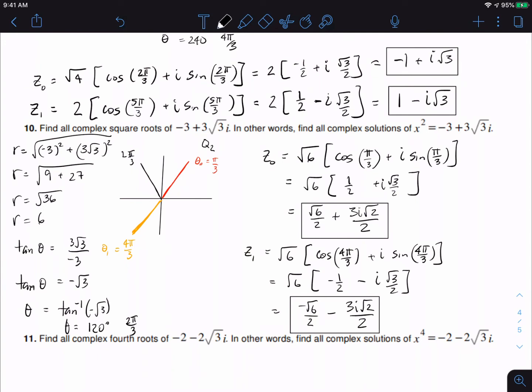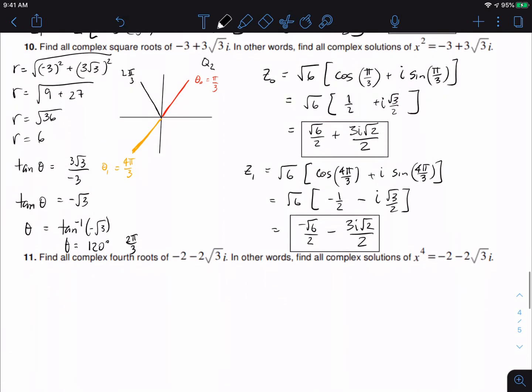Is this method making sense? Okay, good. All right, let's do the complicated fourth root one. But you'll end up seeing it's really not that bad. But we'll do it right now.